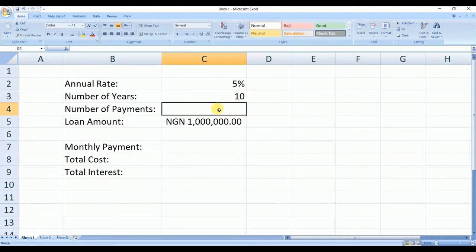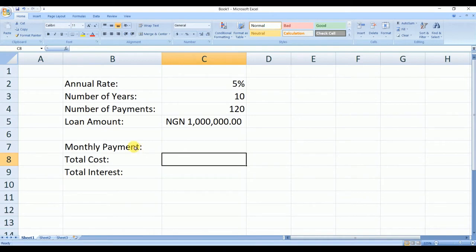So the total number of payments I will make, since there are 12 months in a year, will be 12 times the total number of years, or the total number of years times 12. So here we have 10, and the cell address is C3, so we'll calculate that as C3 times 12. So we're going to make total monthly payments of 120 times.